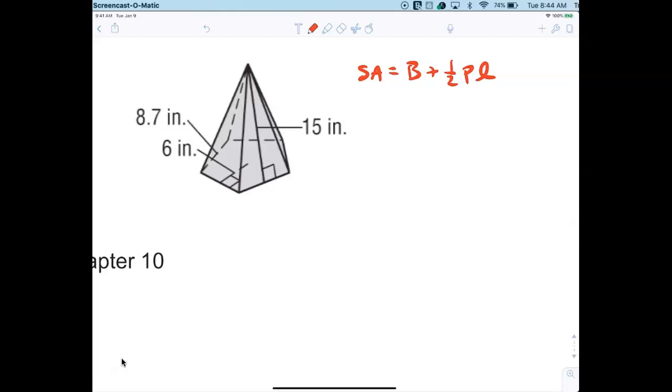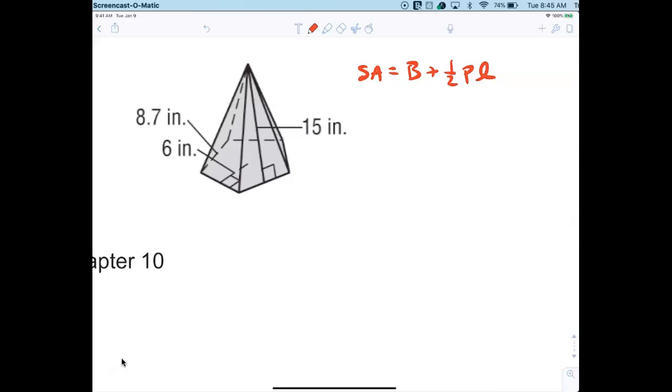The problem here is I don't know the area of the base because it's a pentagon, correct? But they give me the side of the pentagon, correct? Now, how many triangles are made up of that? Don't worry about it. Just leave it there. It doesn't matter. 5. All right, there are 5 triangles, correct?